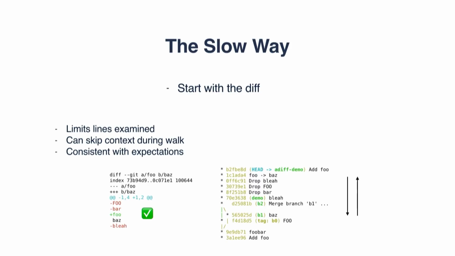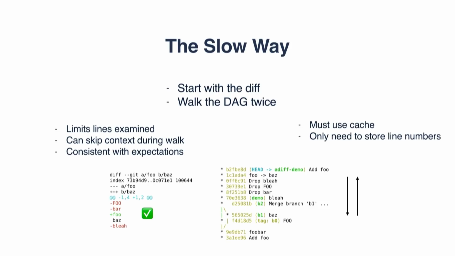And then let's look at the real performance killer, the double DAG walk. So of course, any real implementation would not double DAG walk. It would use a cache generated on the first walk. But it turns out that cache is actually really efficient. It only needs to store line numbers. And since we're only looking at removed lines at that point, we only need removed line numbers. And we don't need it per line. We can just store ranges of lines. So that's a really efficient cache.